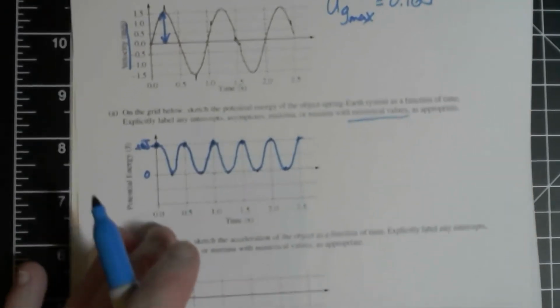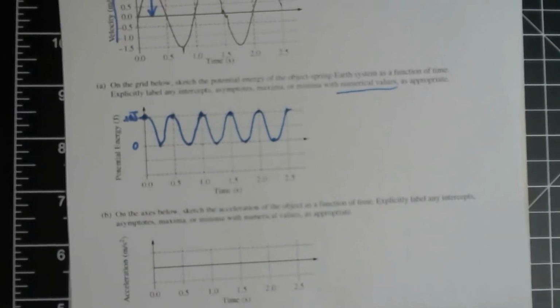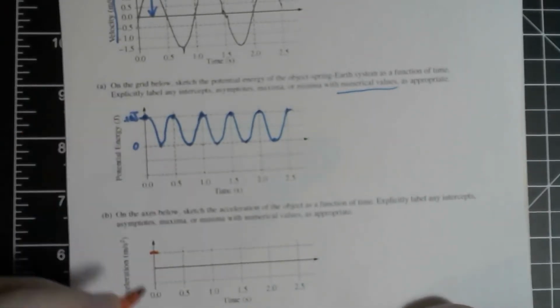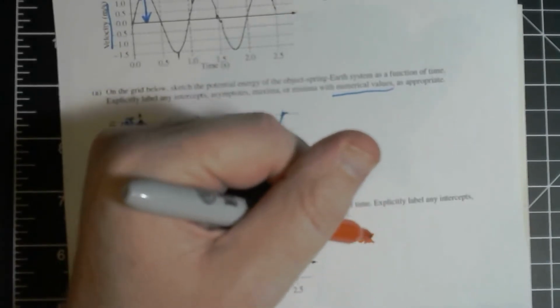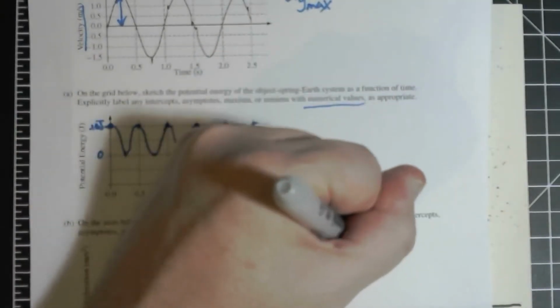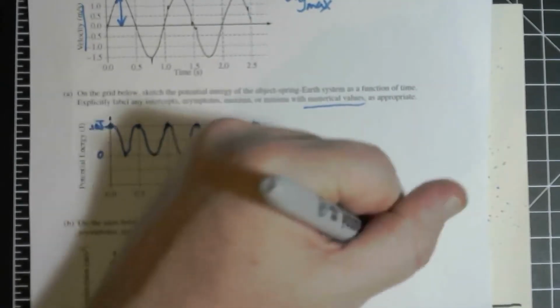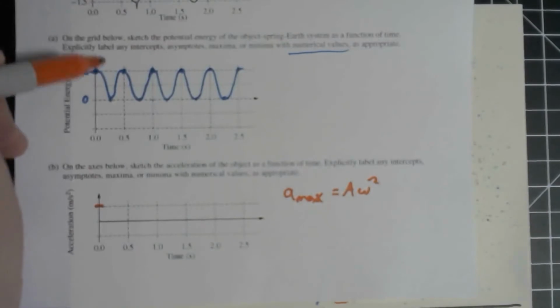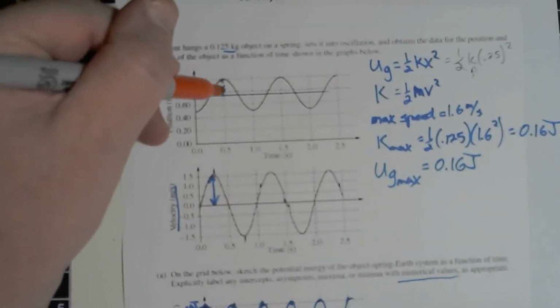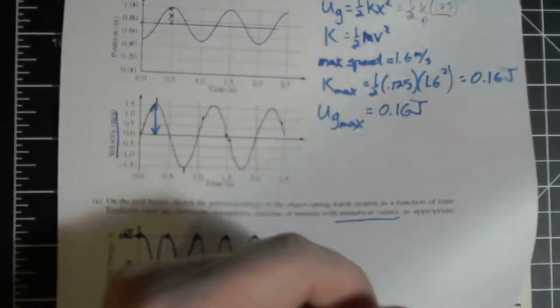Okay. Now the second question, part B, says I want to find the acceleration as a function of time. That's pretty easy, because if you remember, the max acceleration, which would be how high it could possibly ever go, has a real simple form, A omega squared. I'm not going to worry about the negative sign, I'll just worry about the magnitude. Well, our A is this maximum amplitude, which we said was 0.25.